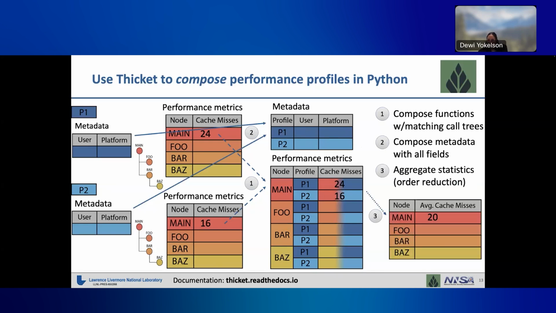And then finally, the third table within a Thicket object is the aggregate statistics table. In that case, same call tree, we have each node in the graph here, but we don't have that second index level, and we just have the performance metrics aggregated across both of these values. So if we were looking at the average cache misses, we have one value now here, which is 20, which is the average of 24 and 16. So that's how those get composed together. And now we have basically one Thicket object that contains multiple profile runs.